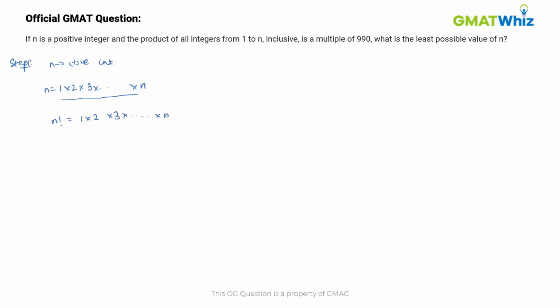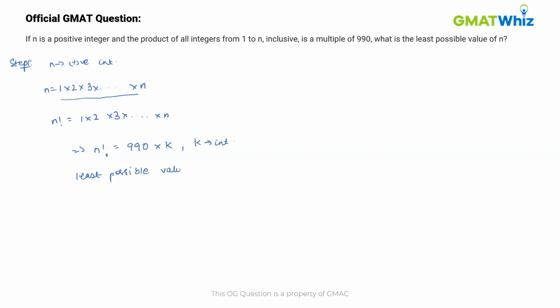Now this is a multiple of 990. That means n factorial is equal to 990 times k, where k is any integer. We have to find the least possible value of n.